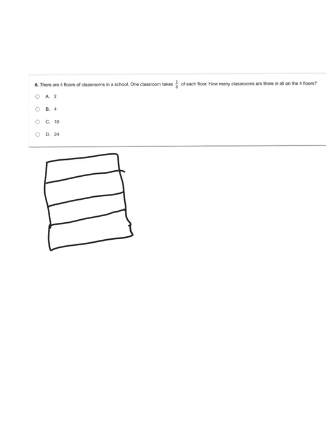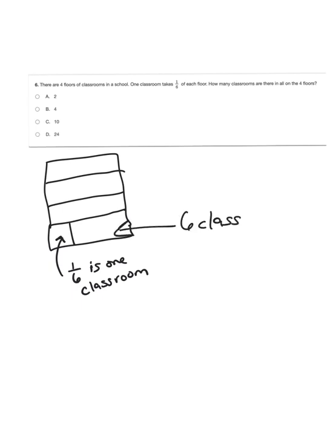One classroom takes 1/6 of each floor. So that tells me that there's room for 6 classrooms on each floor. How many classrooms are there in all on the 4 floors?